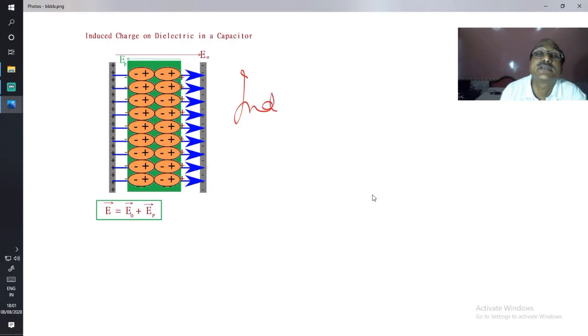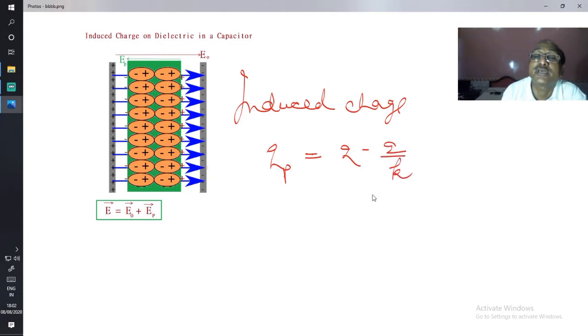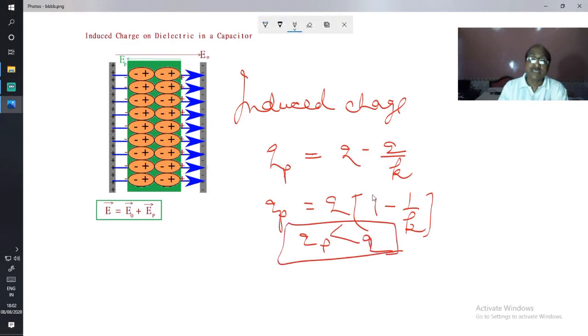Therefore, the induced charge, the polarization charge QP, equals Q minus Q upon K, or QP equals Q times 1 minus 1 upon K. Here, obviously, QP is less than Q. It means the amount of charge due to polarization, or induced charge QP, is smaller than the charge Q existing on the plates P1 and P2 of the capacitor.